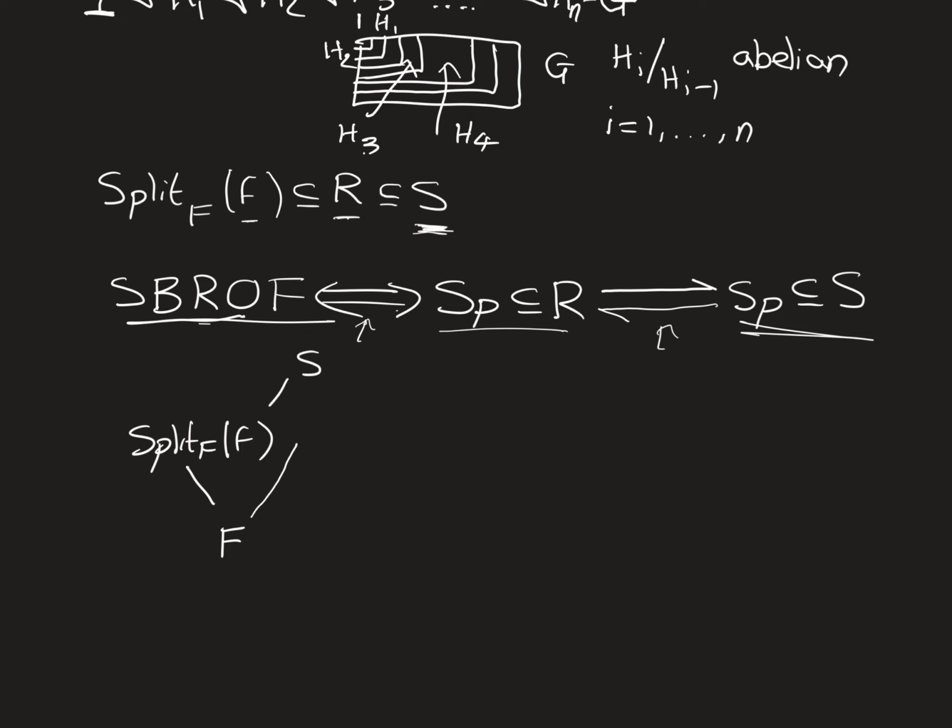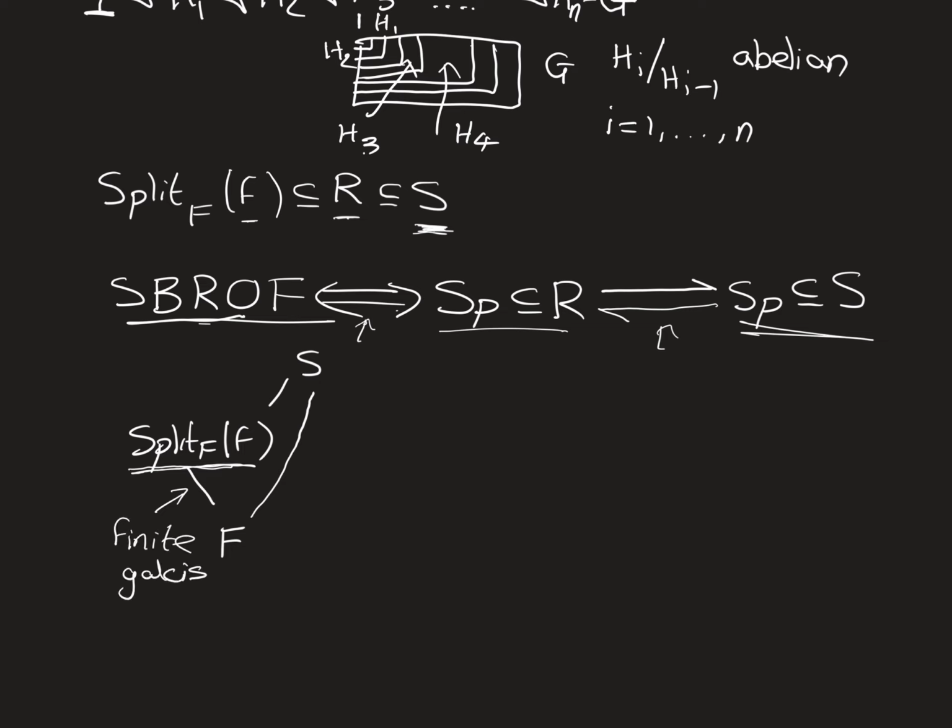So this extension is a finite solvable extension, meaning it's a finite Galois extension and the Galois group is solvable. Now comes the bit of Galois theory. The splitting field of any polynomial over a characteristic zero field is always a finite Galois extension. So this extension here is finite Galois.